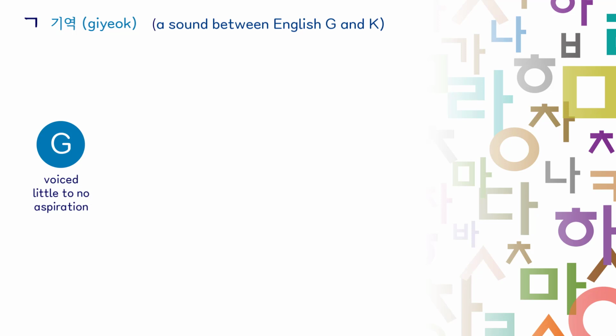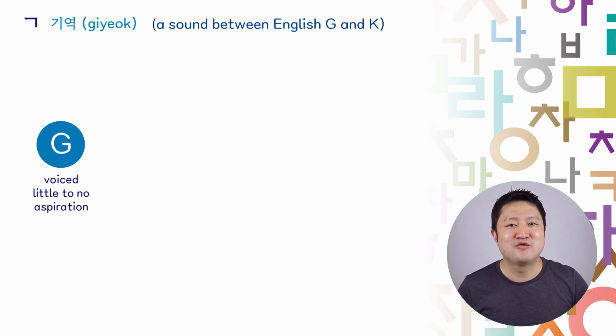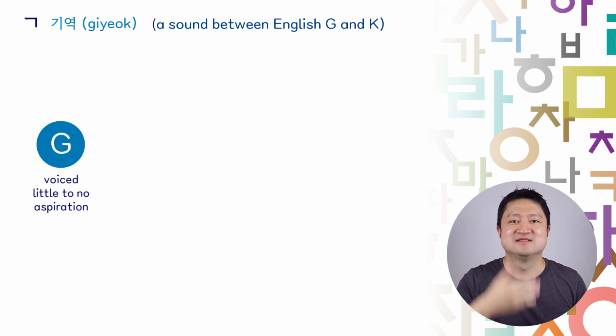And aspiration is related to the amount of air that's expelled as you produce a sound. And this means that you will feel hardly any air coming out of your mouth as you produce the sound. So if you put your hand over your mouth and produce the G sound, you will feel hardly any air on your hand. So it's G, G, G.